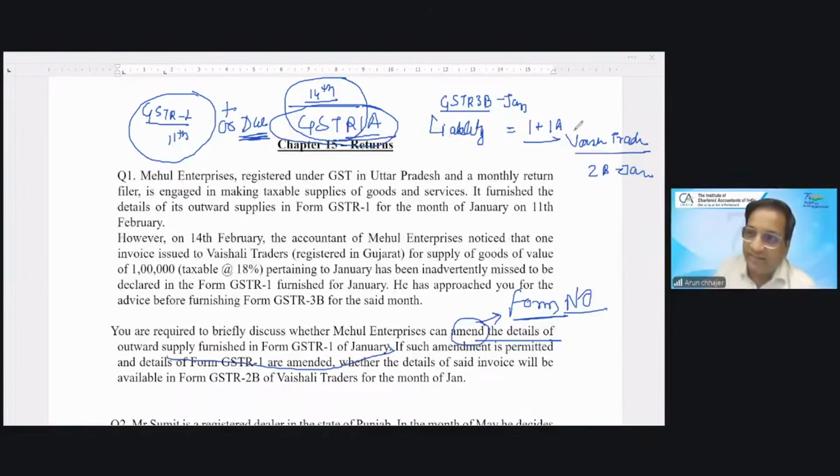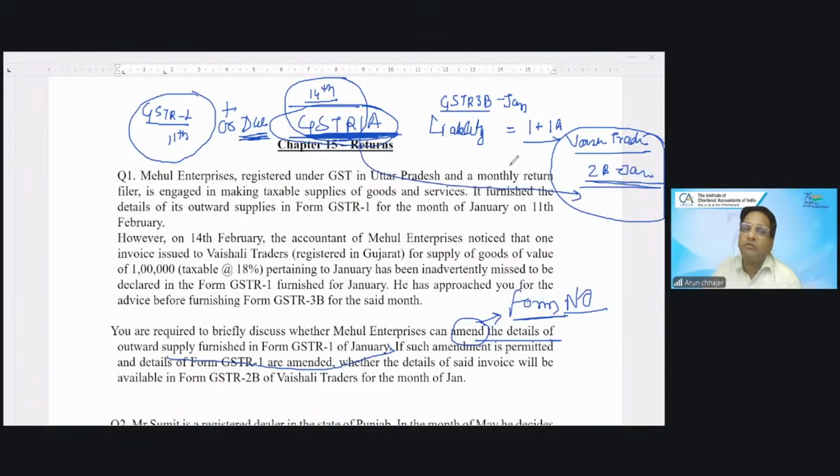So whether Vaishali Trader would be able to see the transaction added in GSTR 1A in the same 2B or in the next 2B? Next 2B. Not the same 2B, it will be in the next 2B. That is the big loss of GSTR 1A.